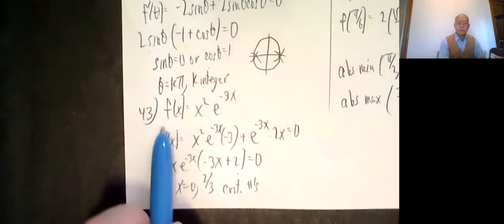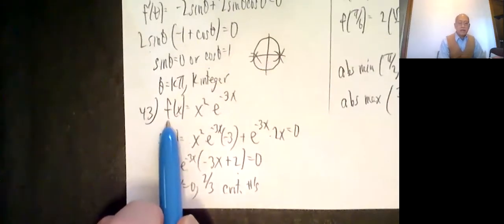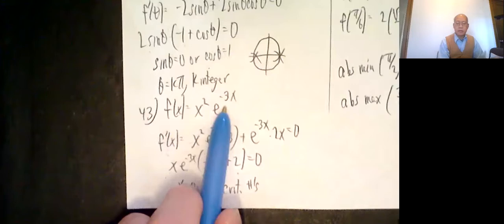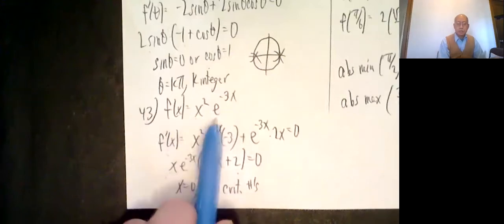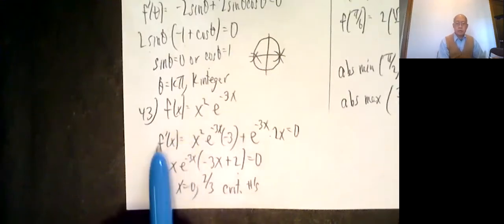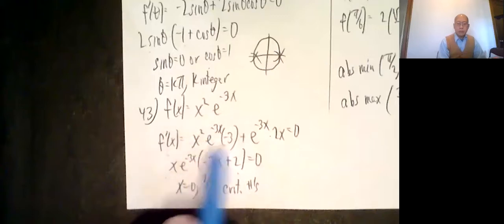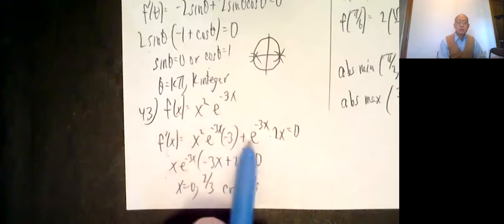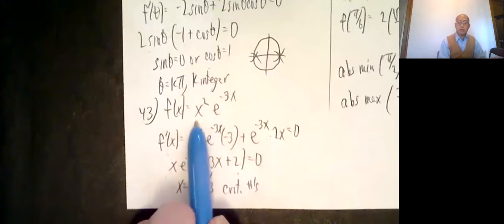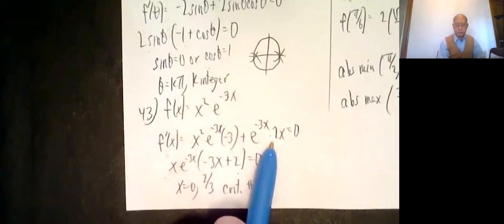Okay, 43. F of x equals x squared e to the negative 3x. Okay, so product rule and chain rule. So f prime is the first times the derivative of the second, e to the negative 3x times negative 3, plus the second function, e to the negative 3x, times the derivative of the first, which is 2x.